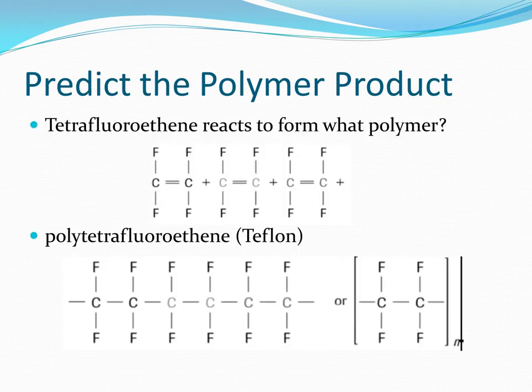You should be able to predict the polymer product if shown a monomer. Here, tetrafluoroethene is reacted to form a polymer. The resulting polymer would have a repeating chain with the initial polymer minus a double bond, and the halide groups that were attached to it initially.